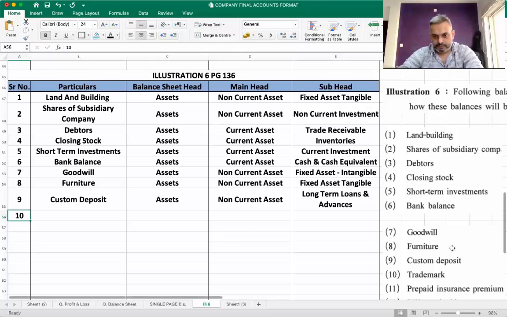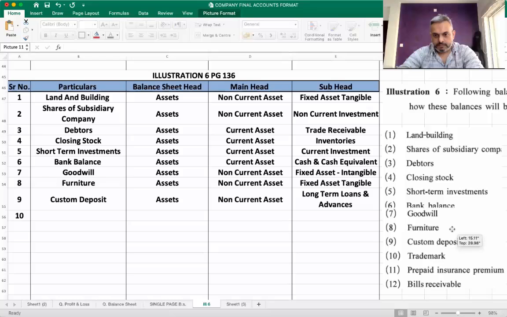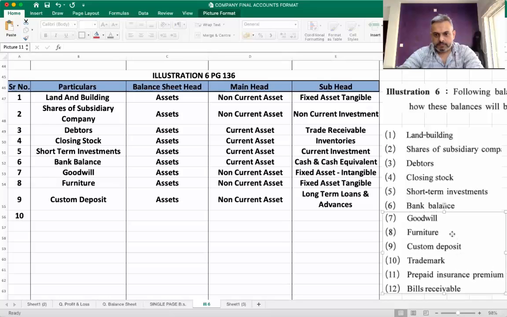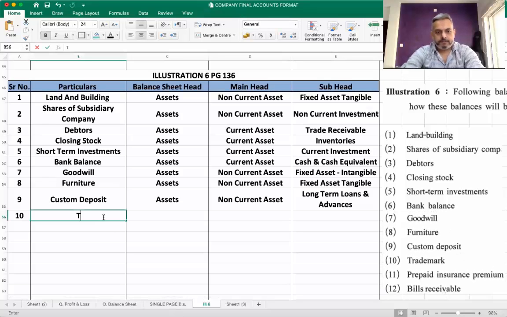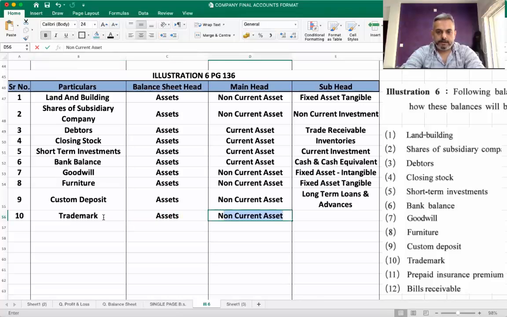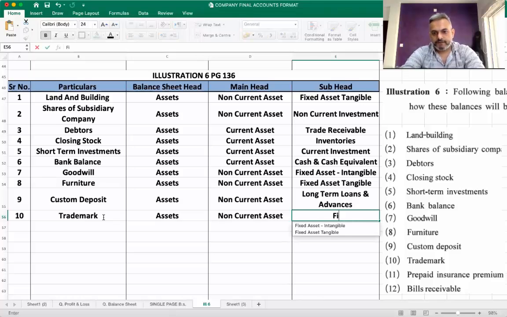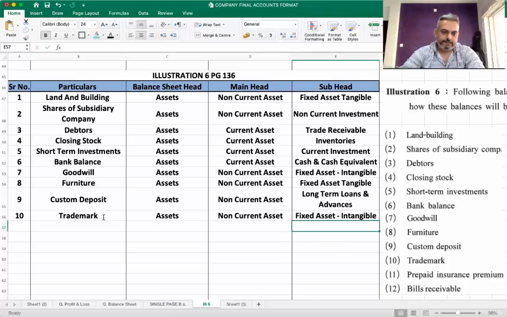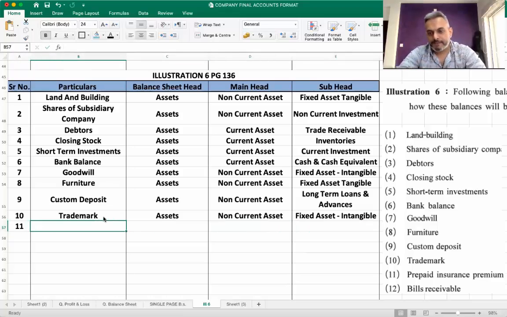Trademark. Trademark again asset. It is non-current asset. Now trademark is fixed asset. It is intangible. Trademark, service mark, goodwill, copyright, patent, licenses, franchising. They are all fixed asset, intangible.